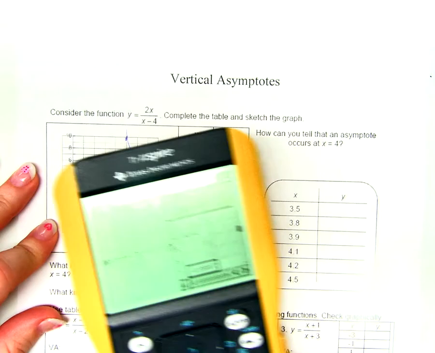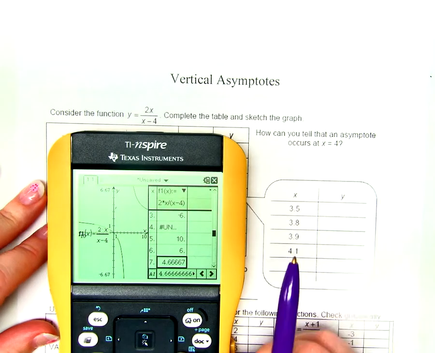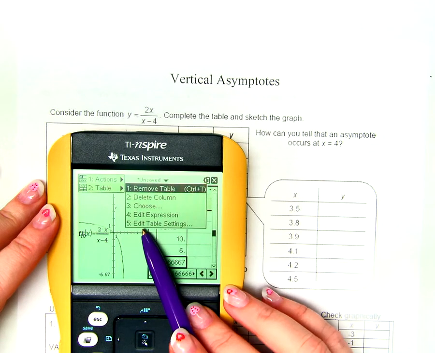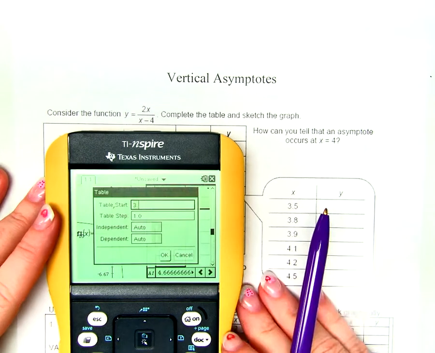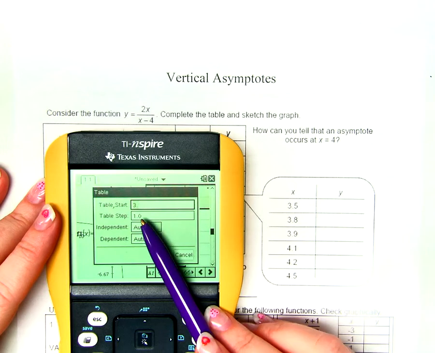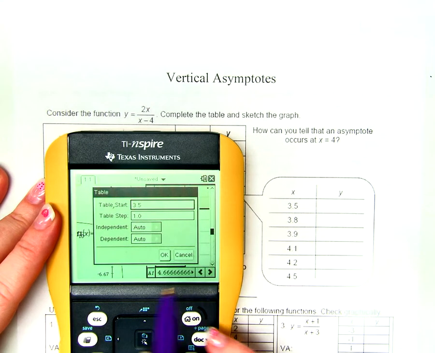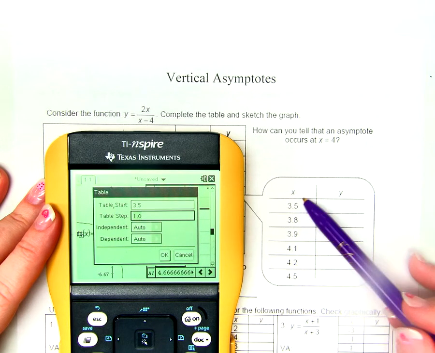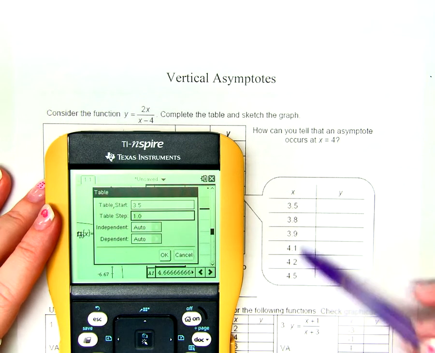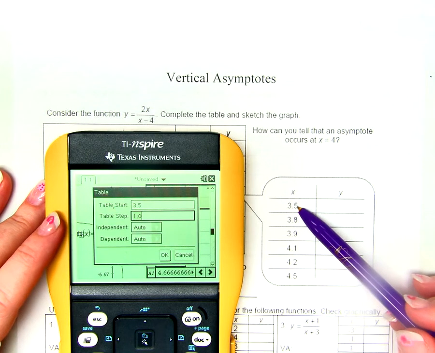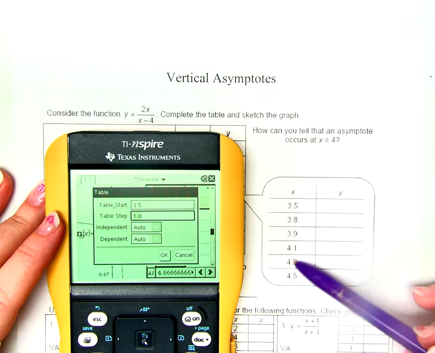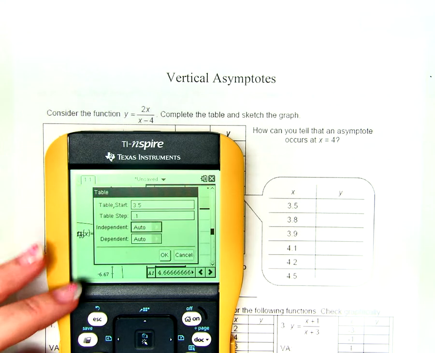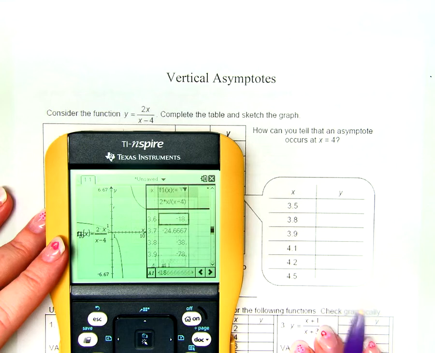All right, I'm not sure if you know how to change your table settings, so we want to go to menu and look at our table specifically, and we want to edit our table settings. Okay, now we want to start our table at 3.5, tab over. How do we want our table to step? How do we want our table to change? Well, hopefully you see that we want it to change by tenths. Okay, I know from here to here is not a tenth, but other places, let's go ahead and make it by tenths. So 0.1, and then tab until OK is highlighted, and then hit enter.